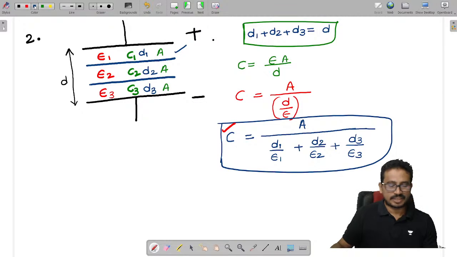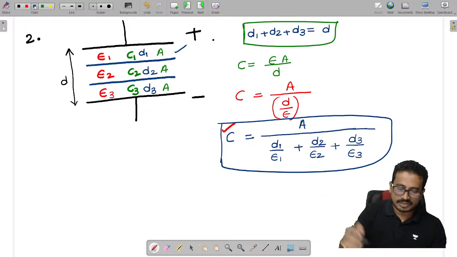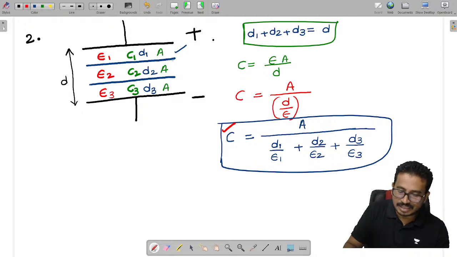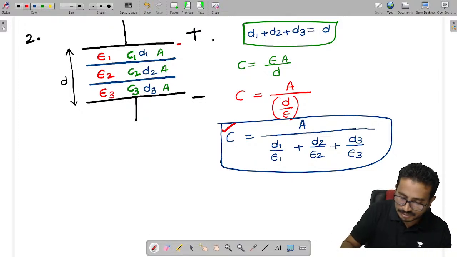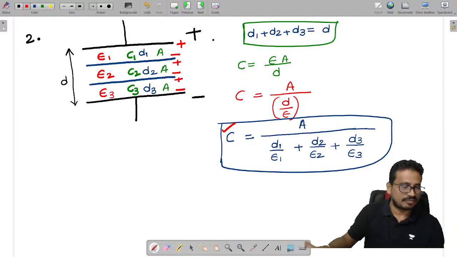Now in this case, what I need to analyze here, you see this. This is a dielectric. In a dielectric, one side will become positive, the other side will become negative. When you have given positive here, on this dielectric this side will be negative and this side will be positive. Like this the dielectric will behave.